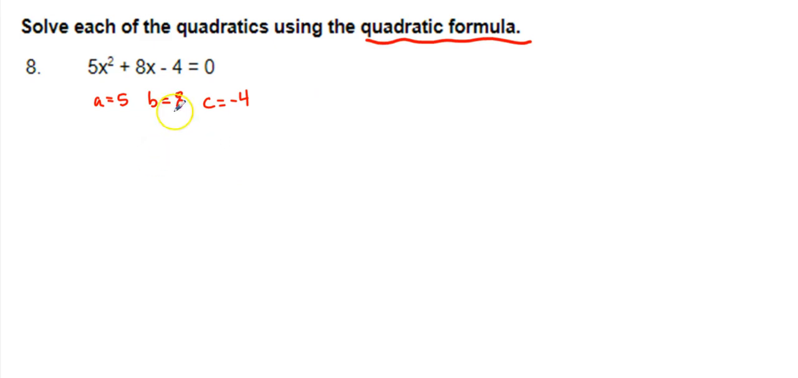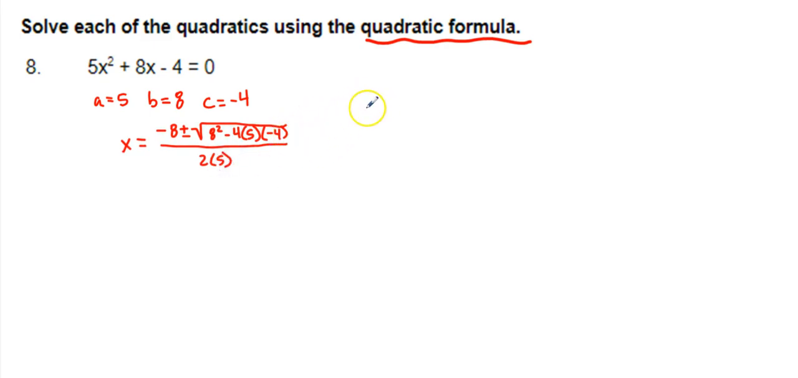Use that quadratic formula. We want to plug in a, b, and c. So my x values, or my x-intercepts, are going to be given by -b plus or minus the square root of b squared minus 4 times a times c over 2a, so 2 times 5. Then from here it's just a matter of simplifying.